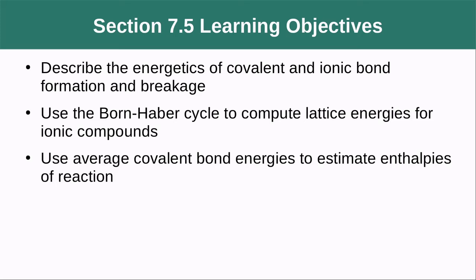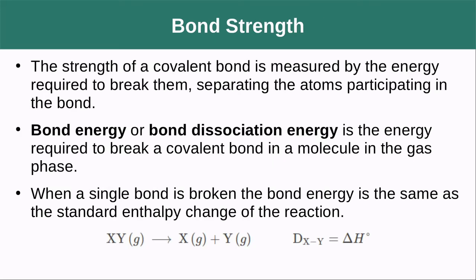In section 7.5, we're going to describe the energetics of covalent and ionic bond formation and breakage. We're going to learn about the Born-Haber cycle, and then we're going to use average covalent bond energies to estimate enthalpies of reactions. So the strength of a covalent bond is measured by the energy required to break them, separating the atoms participating in the bond. Bond energy, or bond dissociation energy, is the energy required to break a covalent bond in a molecule in the gas phase.